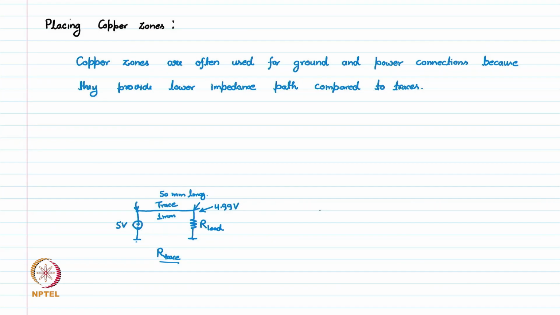However, if we fill out the area using copper zones, it means we have a battery which is 5 volt, and now we have so much area which is filled with copper, whatever is available to us. This whole thing is copper. So the effective width of this connection is actually much wider, and the resistance of the trace goes down.